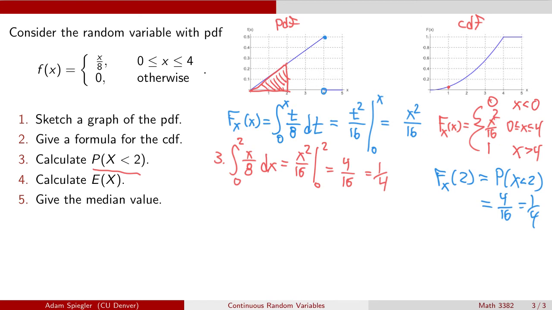I don't know why I plotted the point at 1. That would correspond to this point right here, which is right at 0.5.